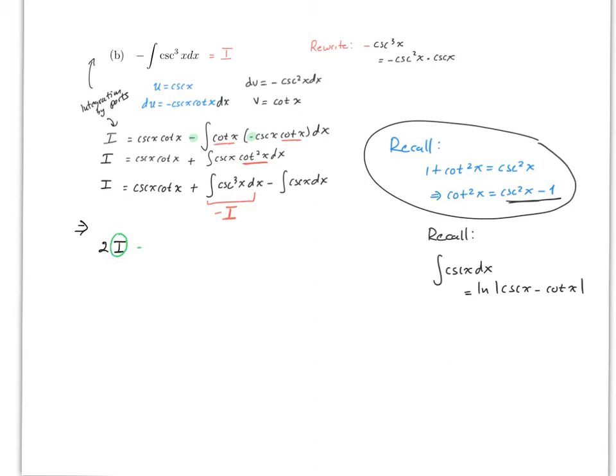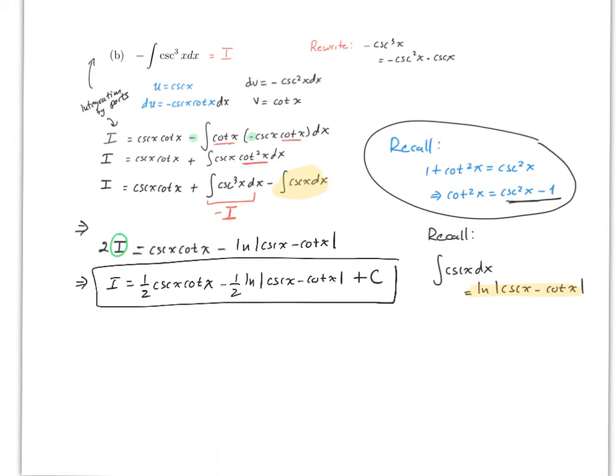And then this will be equals to cosecant x cotangent x minus the integral of cosecant x, which is equals to all of this. So this will be minus ln cosecant x minus cotangent x. So therefore the final answer will be I is equals to 1/2 cosecant x cotangent x minus 1/2 ln cosecant x minus cotangent x, and then plus c. Don't forget that part. And that's it.